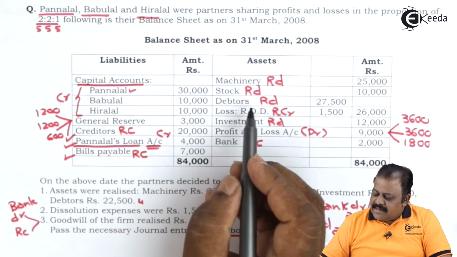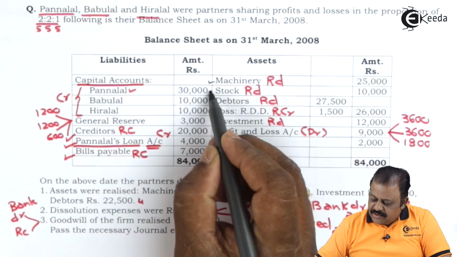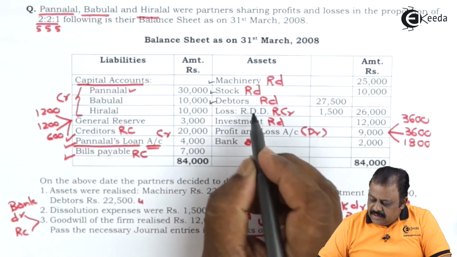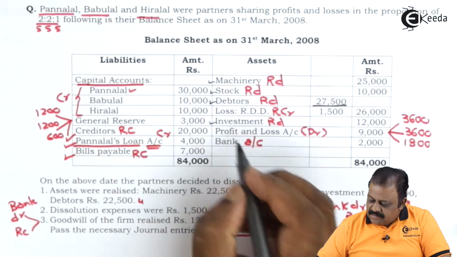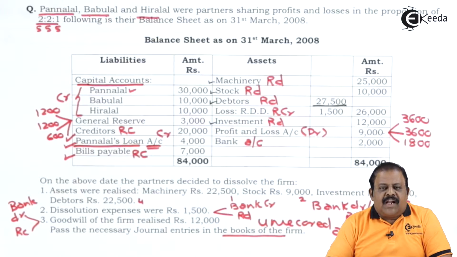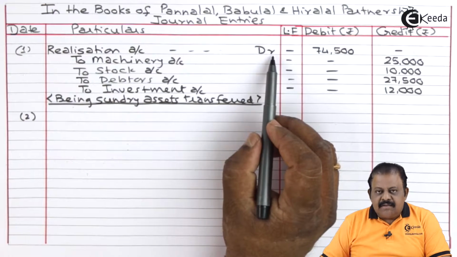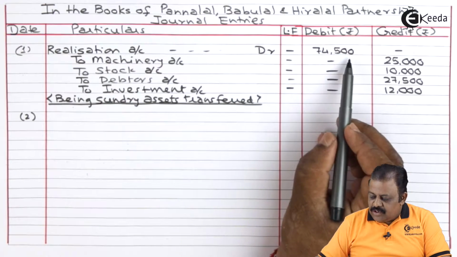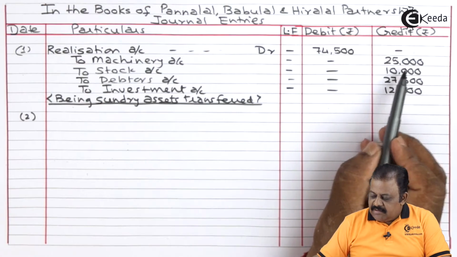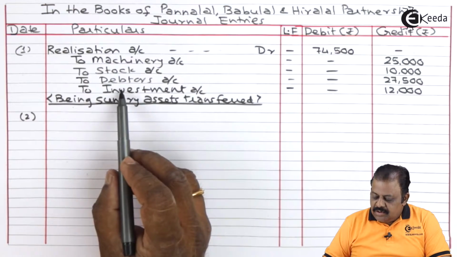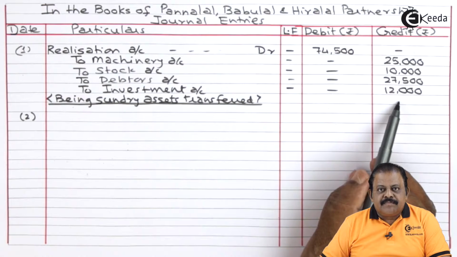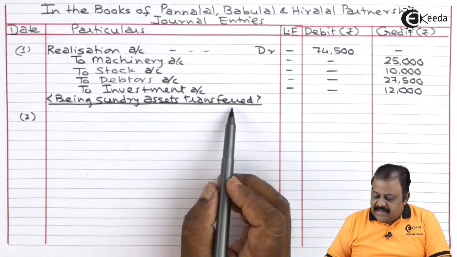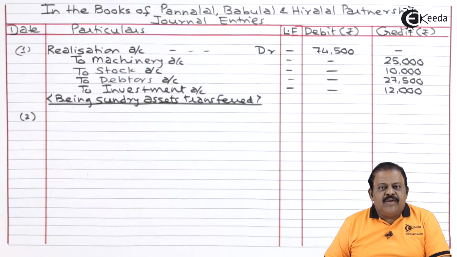Here we'll start with asset side, machinery, stock, debtors at gross value, investments will be transferred to realization account. Realization account debit 74,500, to machinery 25,000, to stock 10,000, to debtors 27,500, to investment 12,000, being sundry assets transferred at book value.